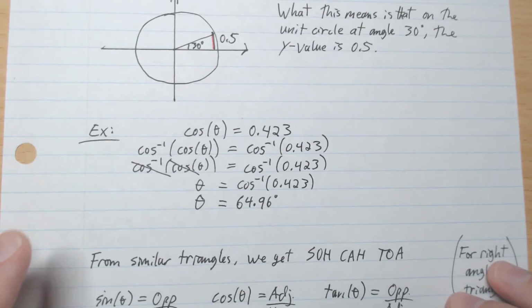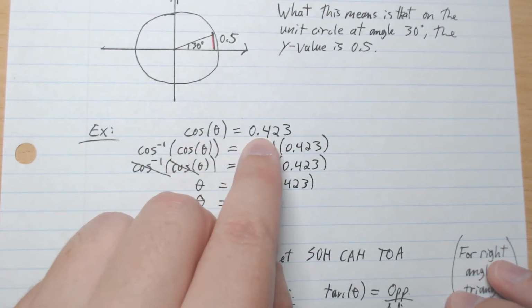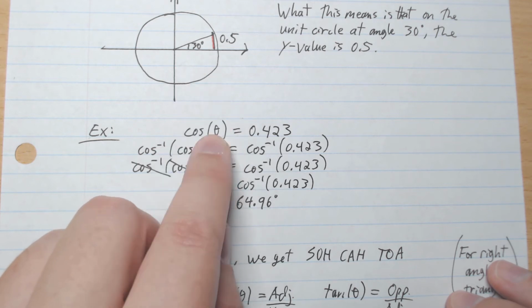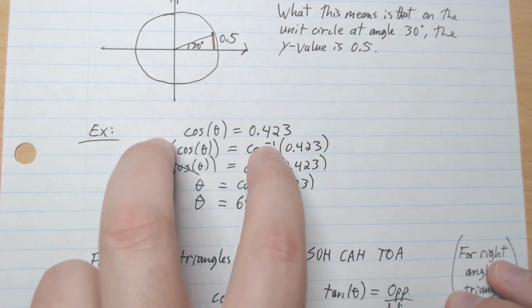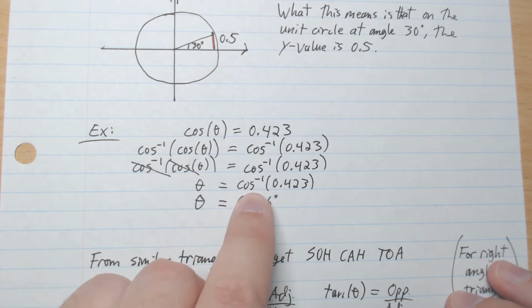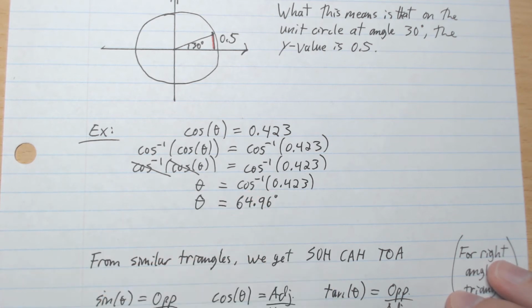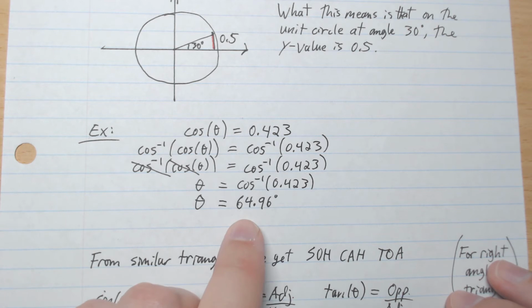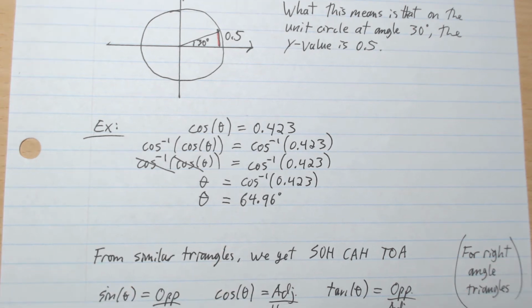Okay, here we have another example where we have cos of theta equals 0.423, and we want to solve for theta. So we go cos inverse to both sides. These cancel out. So we have theta equals cos inverse of 0.423. Punch that in your calculator and you get 64.96 degrees.